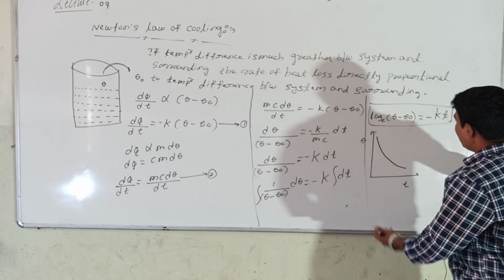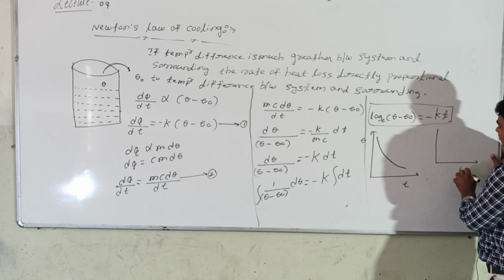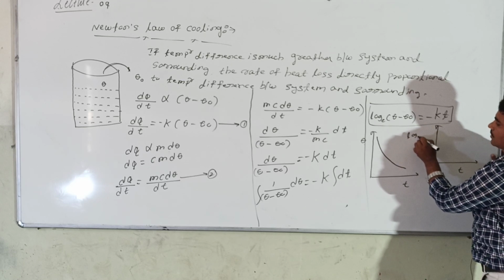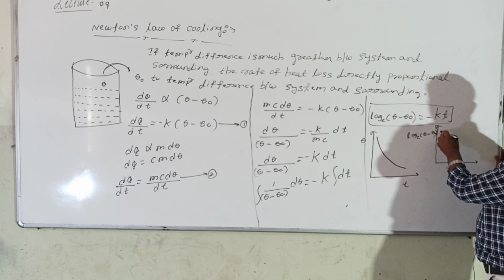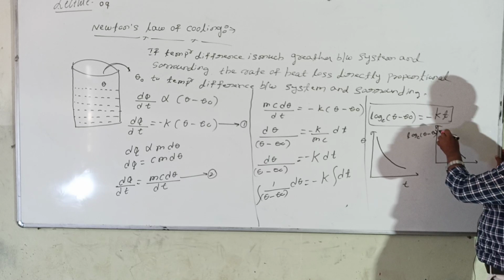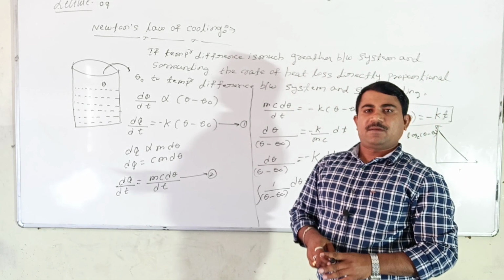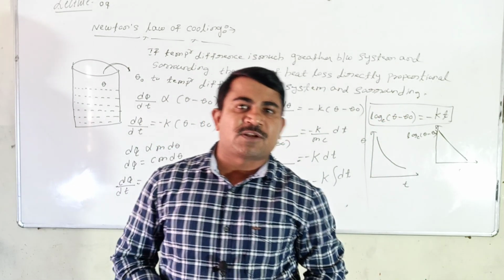Then one more graph we can obtain practically. Again take the time along the x-axis and log to the base e of theta minus theta naught along the y-axis. The graph will be a straight line with a negative slope. We can obtain this experimentally. We have one famous experiment for first PU, that is Newton's law of cooling.